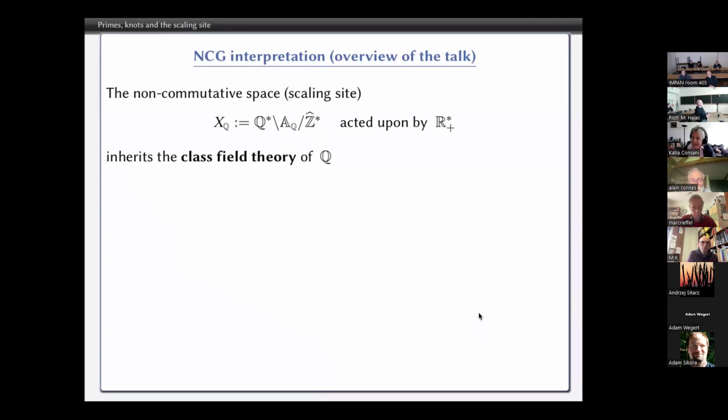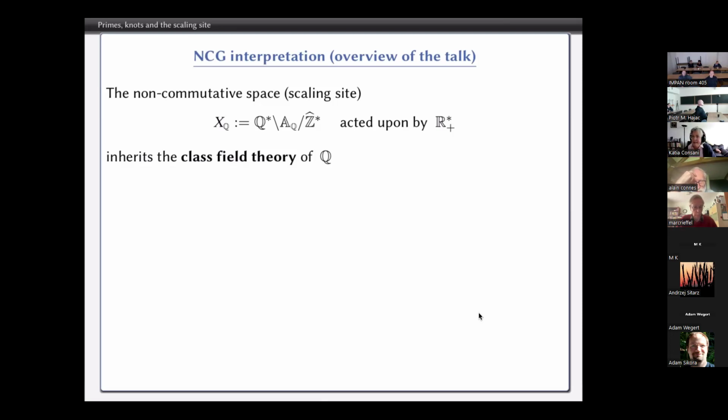Okay, so if there is no comment, I will continue. So what is the space that in fact has more than the Spec of the integers, in which you see not only the prime, but in fact the circle which corresponds to this prime? Then we have this non-commutative space that Alain Connes and I introduced several years ago, in 2014, which is the scaling site.